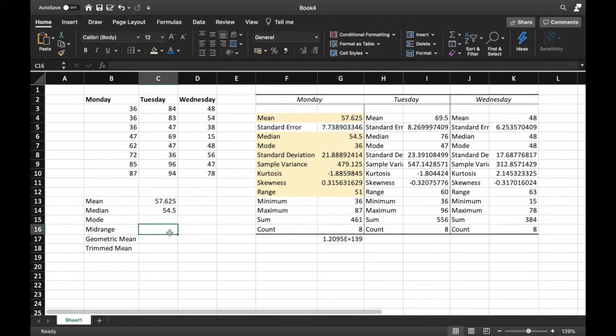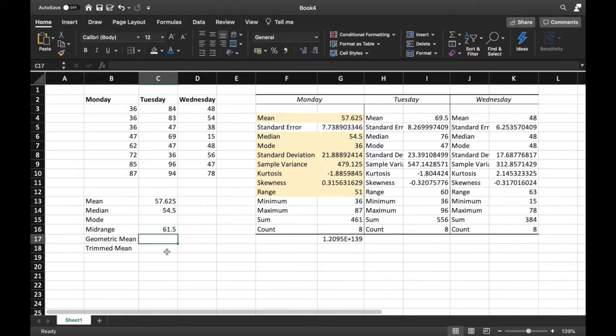For the mid-range, how you do this is that you add the minimum and the maximum numbers, and then you divide them by 2. So it is important that your numbers are already sorted from lowest to highest so that it would be easier for you to look for the minimum and maximum numbers. So again, this one would be more manual, and we add the minimum and maximum numbers, which are 36 plus 87, divided by 2, and we now have 61.5.